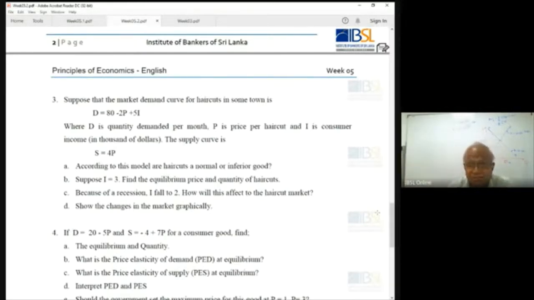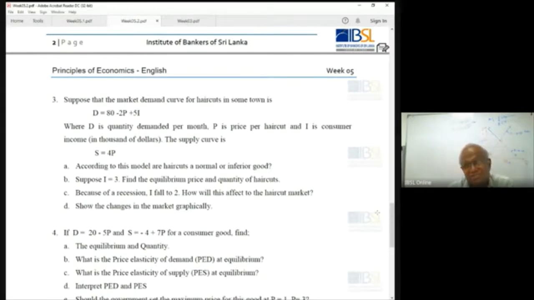Here D is quantity demanded per month, P is price per haircut, and I is consumer income in $1,000. The supply curve is S equals 4P, a special supply curve with no intercept. Demand and price have a negative relationship, minus 2. Supply and price are positive. According to this model, are haircuts a normal or inferior good?